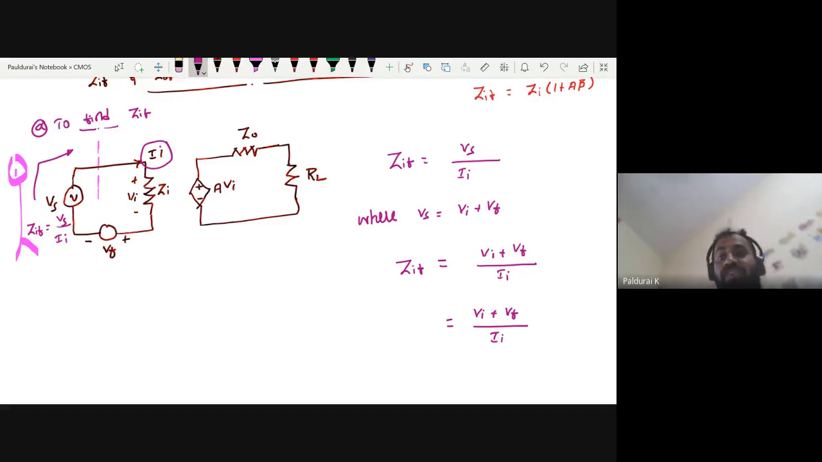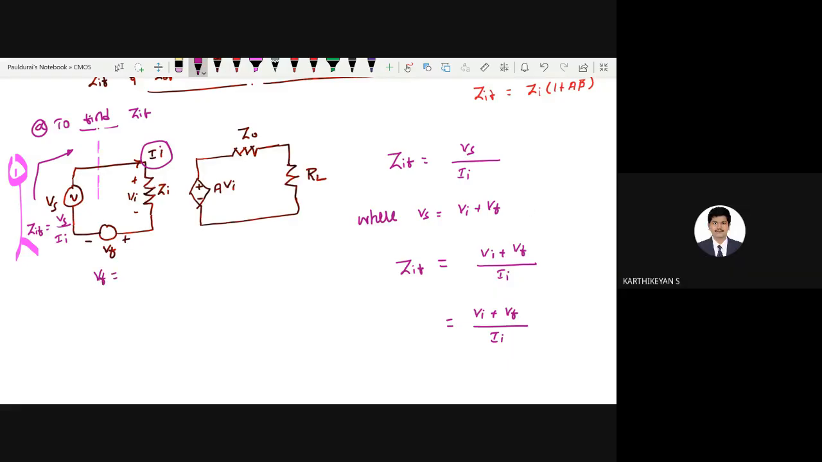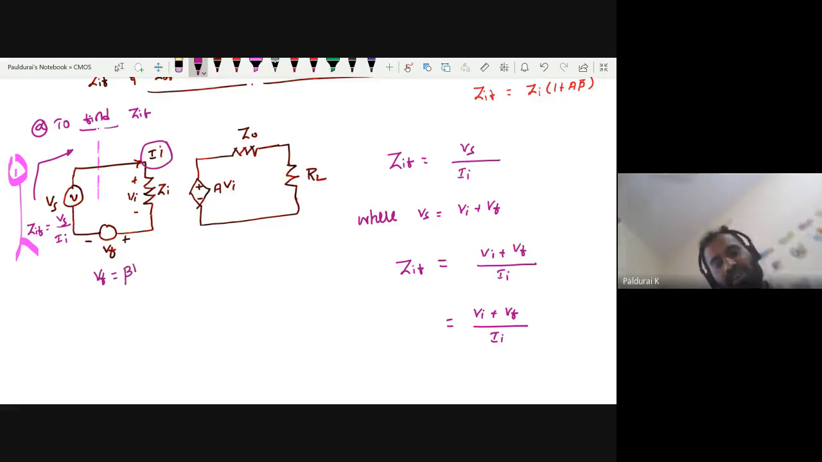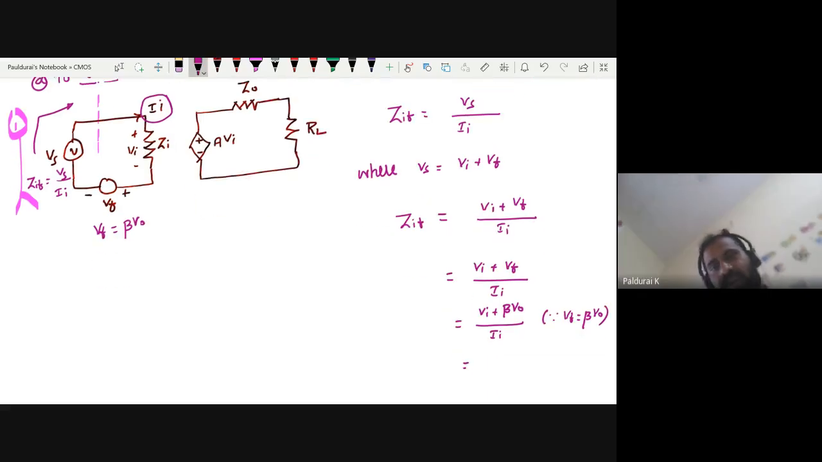What is the value for Vf in a voltage series feedback amplifier? Anyone? Beta times Vout. Thank you. So this is Vi plus beta times Vout divided by Ii, since Vf equal to beta times Vout. Okay. Am I with you, right?